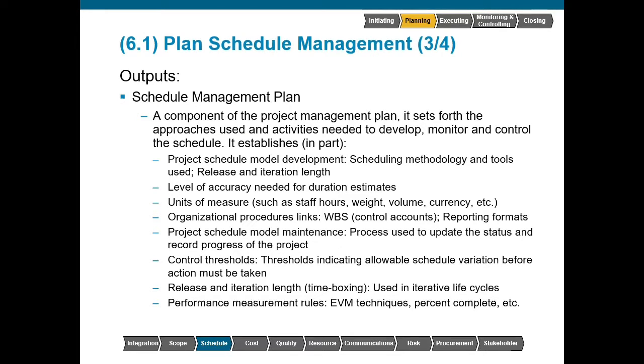What scheduling methodology will we be using? In this course, we will be focusing primarily on the critical path method. Release and iteration length would be used depending on the type of life cycle that we select. The level of accuracy is the acceptable range used in determining a realistic activity duration estimate. This could include an amount for contingencies, either as a percentage or as a fixed number. We also need to decide upon units of measure. Will we be doing hours, days, or weeks?